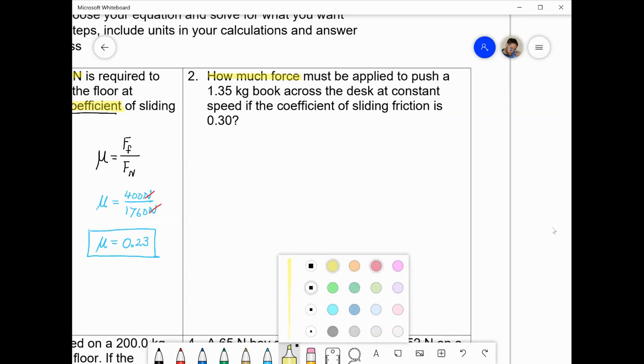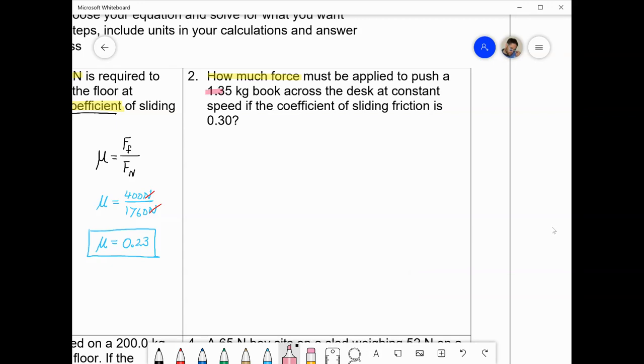It tells us a few other pieces of information here. It tells us that we are applying a push to a 1.35 kilogram book. Now, the important thing to recognize here is that 1.35 kilograms is not a weight. It's not a force at all. In fact, this 1.35 kilograms is a mass. So we can't use this as a force. We cannot put it into our free body diagram because it's not a force. So we'll have to figure out what to do with that.